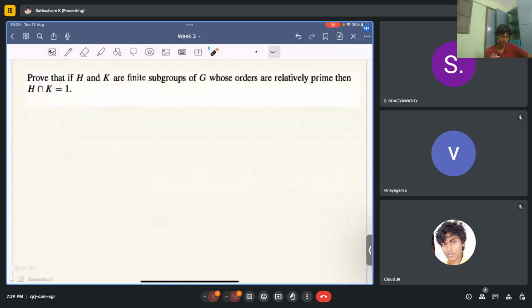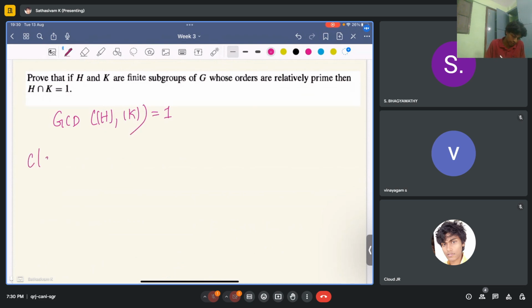Okay, so let's move on to another question here. If we have two groups H and K, which are finite subgroups of G, and their orders are relatively prime, meaning the GCD of the cardinalities is equal to 1, then the claim is that the intersection is trivial.